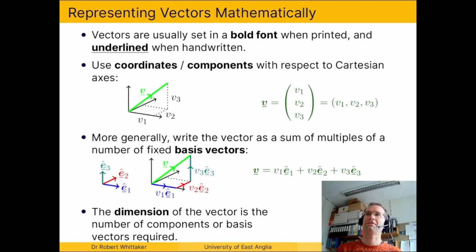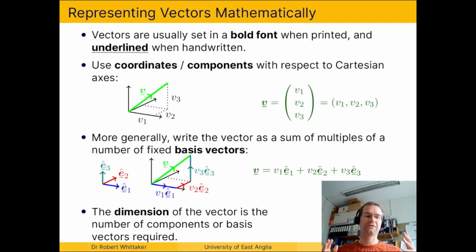So how do we represent vectors mathematically? Well, if you see them written down in print, they're normally written in a bold font, and when you're handwriting them, at least at university, we typically underline our vectors. At school, you might see people writing little arrows across the top. That's fine as well. I'm going to use the convention of underlining them here because that's what we do at university. In terms of representing them numerically, we'll often use the coordinates or components of a vector, often with respect to Cartesian axes.